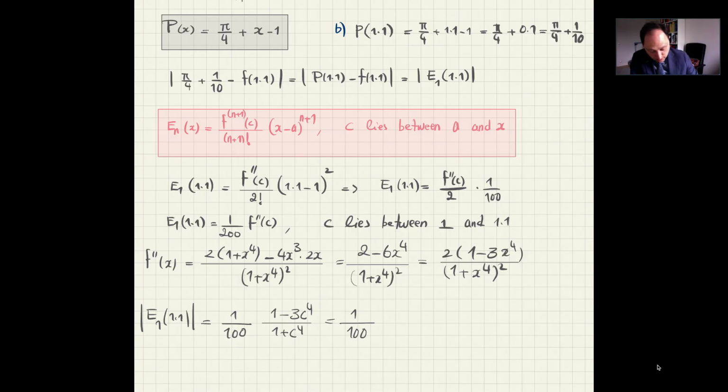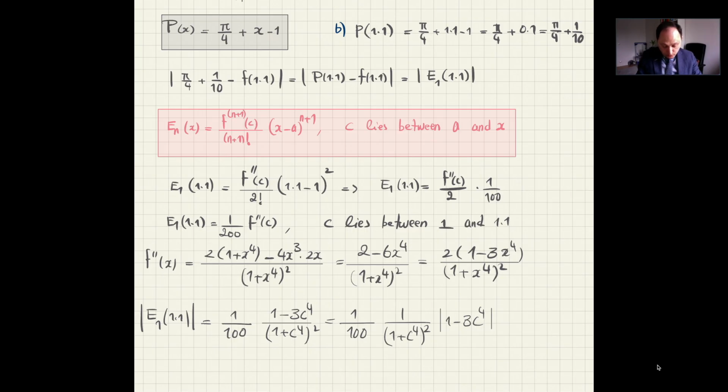Yes? Pardon? Wasn't that squared? Yes, thank you very much. You mean here, thank you. And then it becomes, okay, so let me write it in that way. So it becomes 1 over 1 plus c to the 4, to the 2. And then I have the absolute value of 1 minus 3c to the 4.